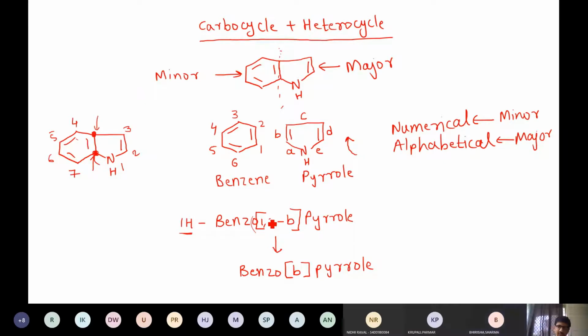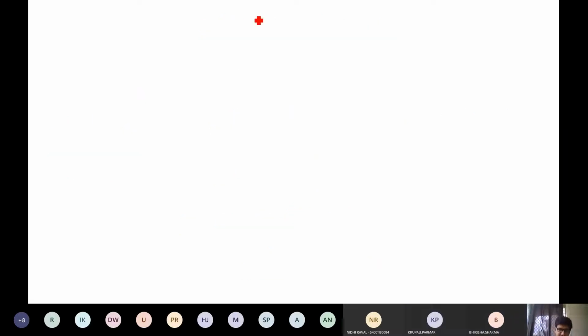Okay, now let's see another example, and let's see if you can name it. I think you will be able to do it. So it is benzimidazole now. That is a common name, but can you define the IUPAC name? So again, follow the same trick.